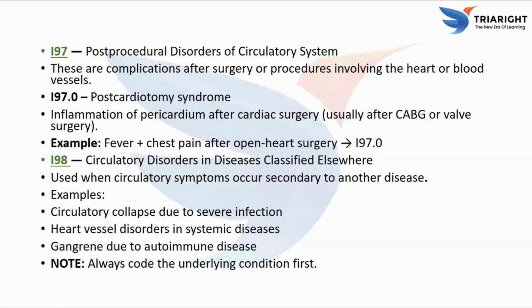So what is the example? It's a circulatory collapse due to severe infection. Here, what is the underlying cause? The infection, for example, sepsis. What is the secondary circulatory collapse? It is I98. So in this way, you have to assign the code for the I98 category.